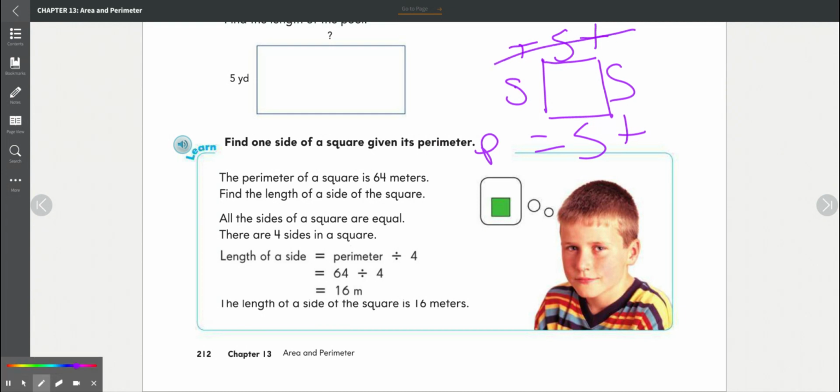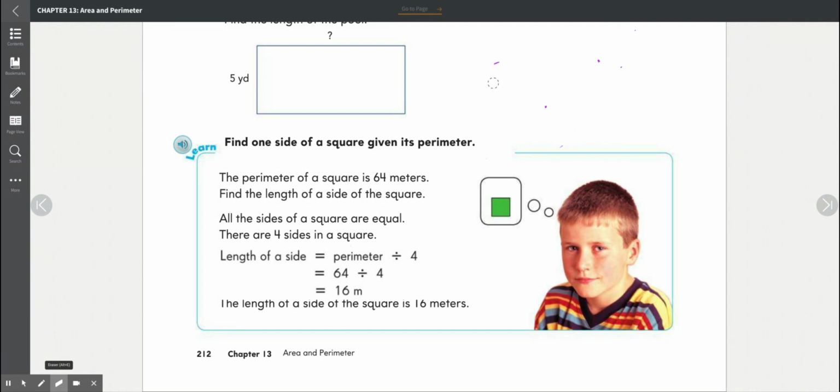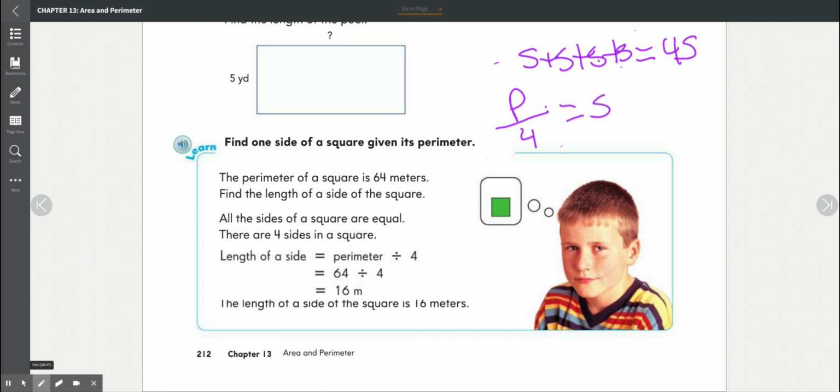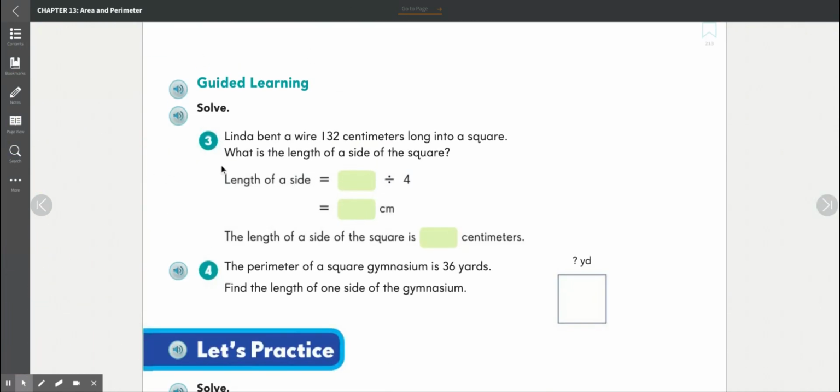What I can also do is just do 4 times the side, and that's going to give me my answer. So side plus side plus side plus side is equal to 4 times the side. If I'm given the perimeter, I can divide the perimeter by 4 to give me what one side is worth. Let's use our practice problem. Here, I have the perimeter of a square that is 64 meters. I take 64 divided by 4, and that gives me 16. So now I know that one side of my square is 16 meters.